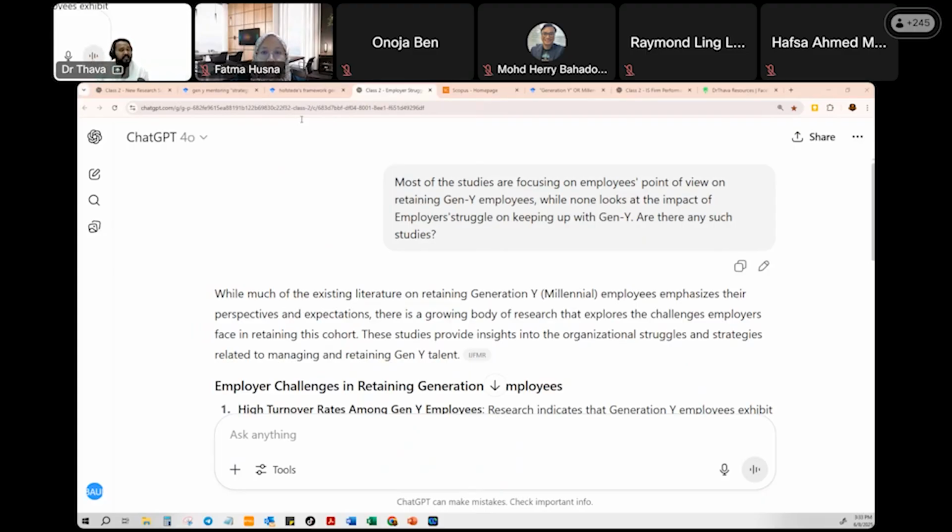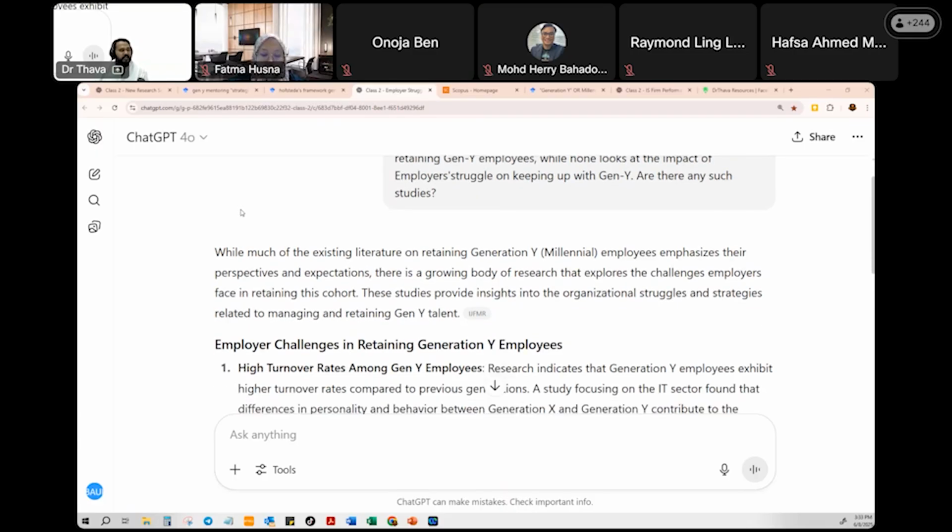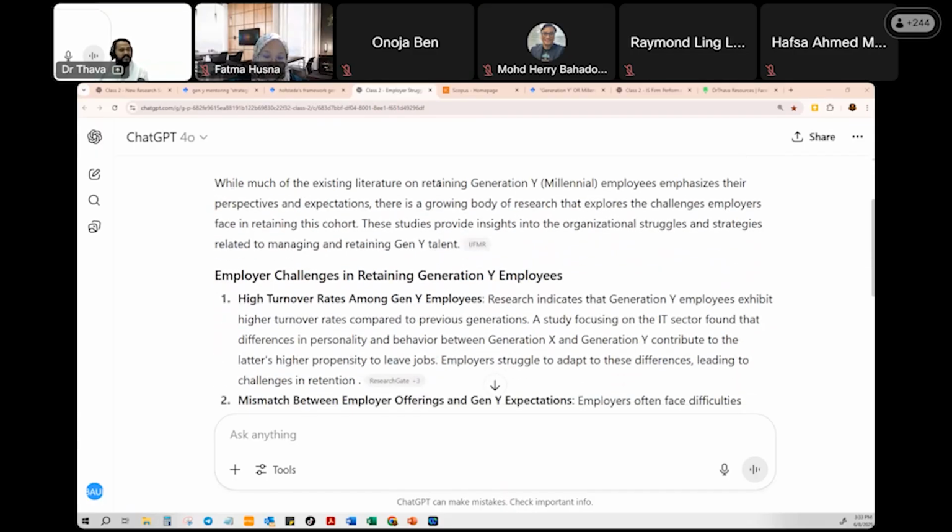Right here, most of the studies are focusing on the employees' point of view on retaining Gen Y employees, while none looks at the impact of employer struggle in keeping up with Gen Y. Are there any such studies? Then it said here: while much existing study on retaining Generation Y employees emphasizes their perspective and expectations, there is a growing body of research that explores the challenges employers face in retaining this cohort. So it said there are some.